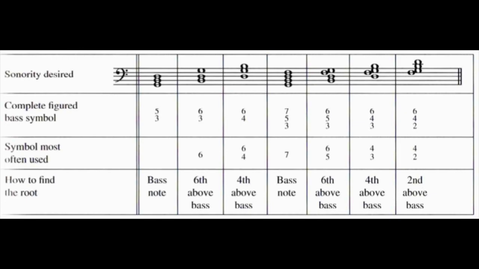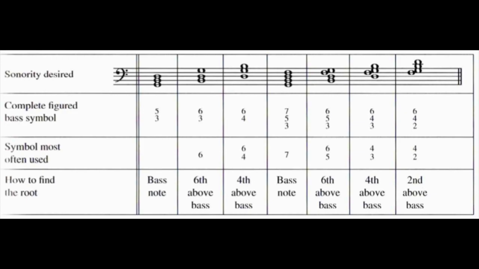Our second inversion seventh chord has some of the same intervals as our second inversion triad. So instead of calling it a 6, 4 or a 6, 4, 3, we simplify that by calling it a 4, 3, because there is a fourth and a third above the bass note.